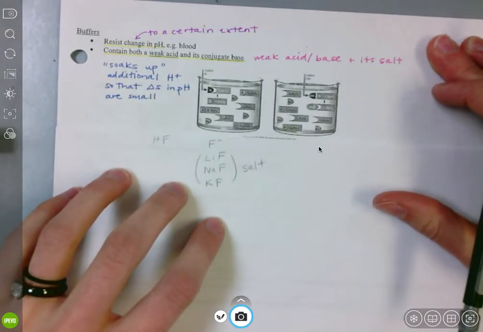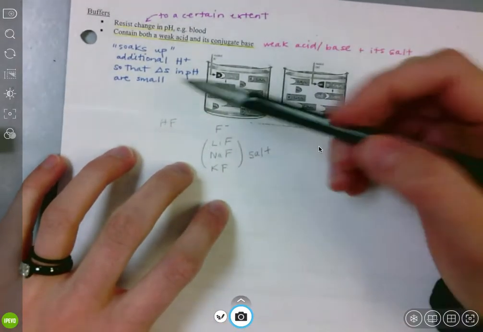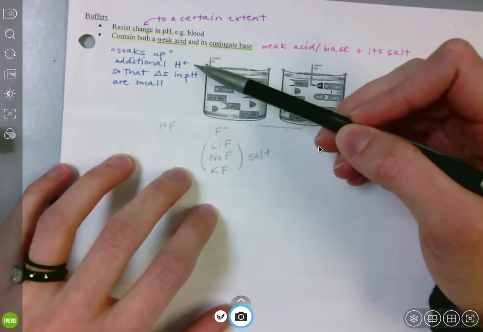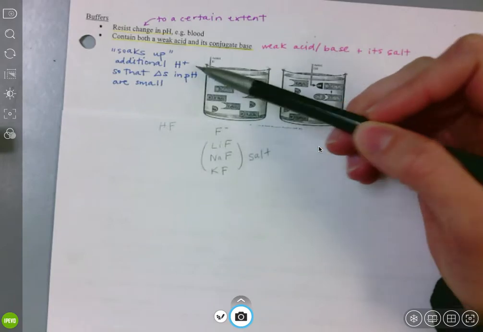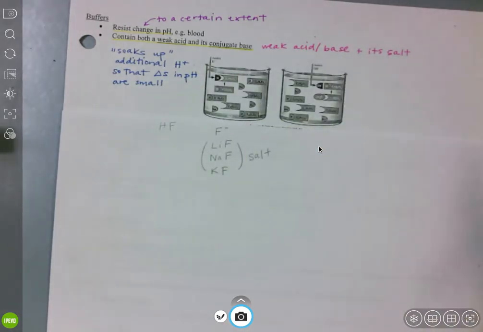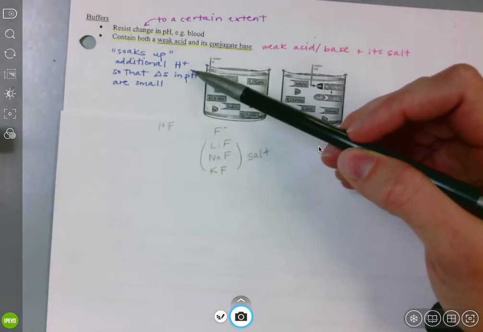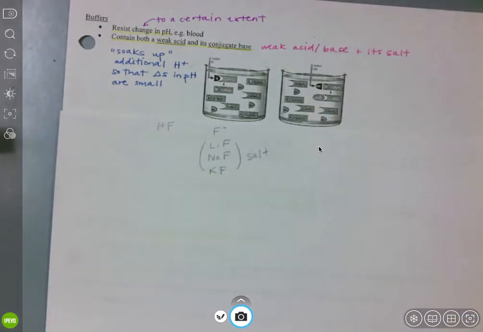So basically how this works is that our buffer is going to soak up additional hydrogen ions that are causing those changes in pH. With pH, we are looking at the amount of hydrogen ions in our solution. If we have a high pH, something that's basic, we have fewer hydrogen ions. If we have something that's acidic, we have a lot more hydrogen ions, so we have a lower pH.